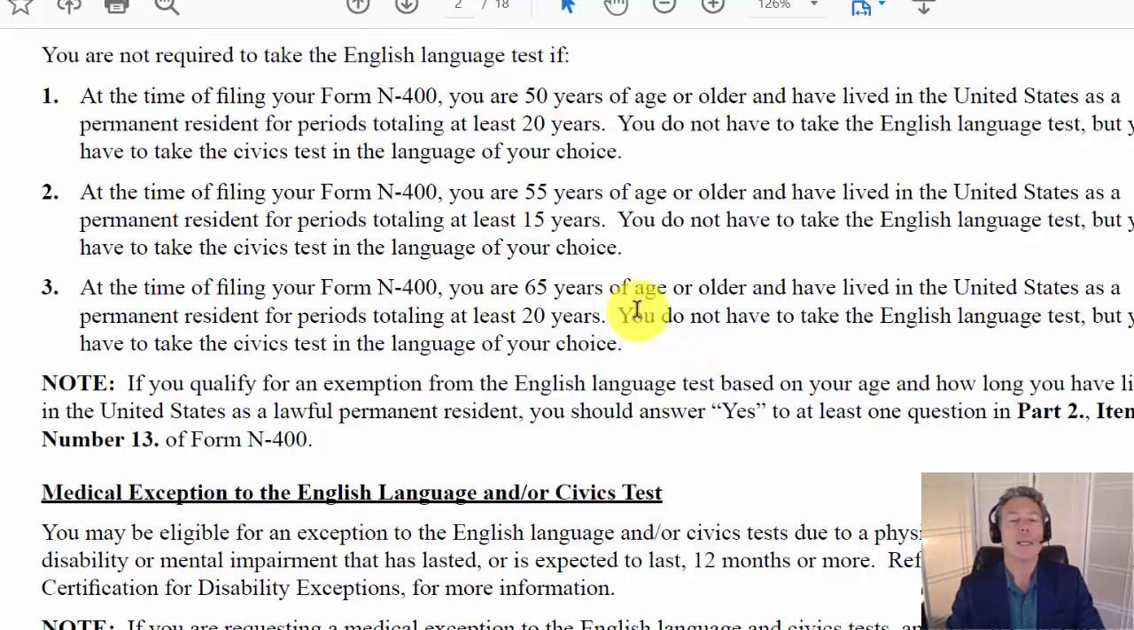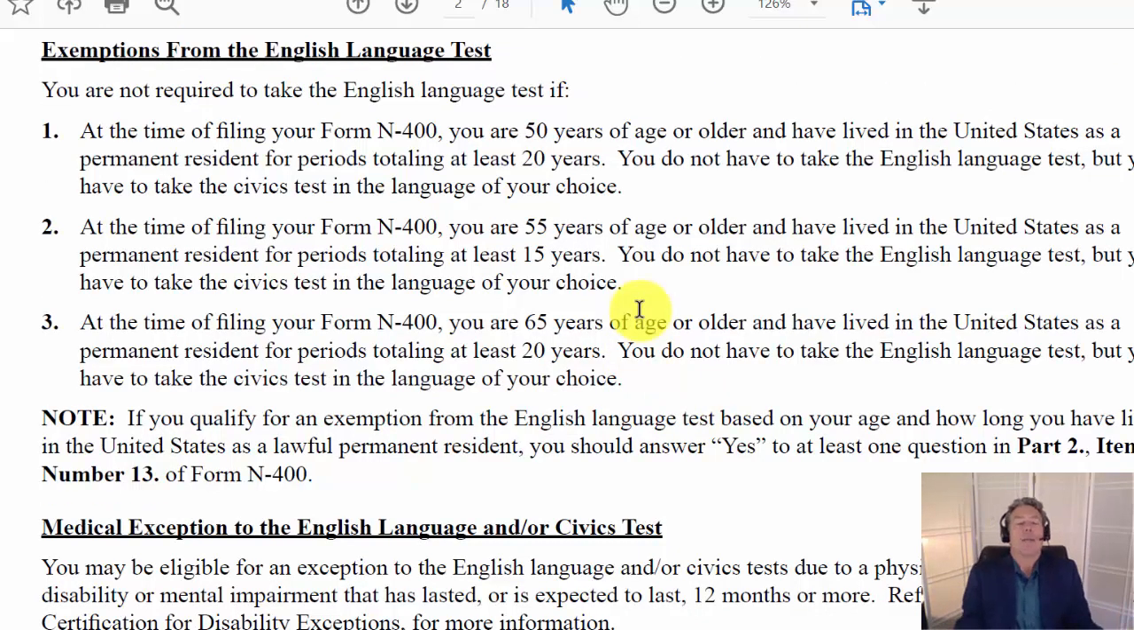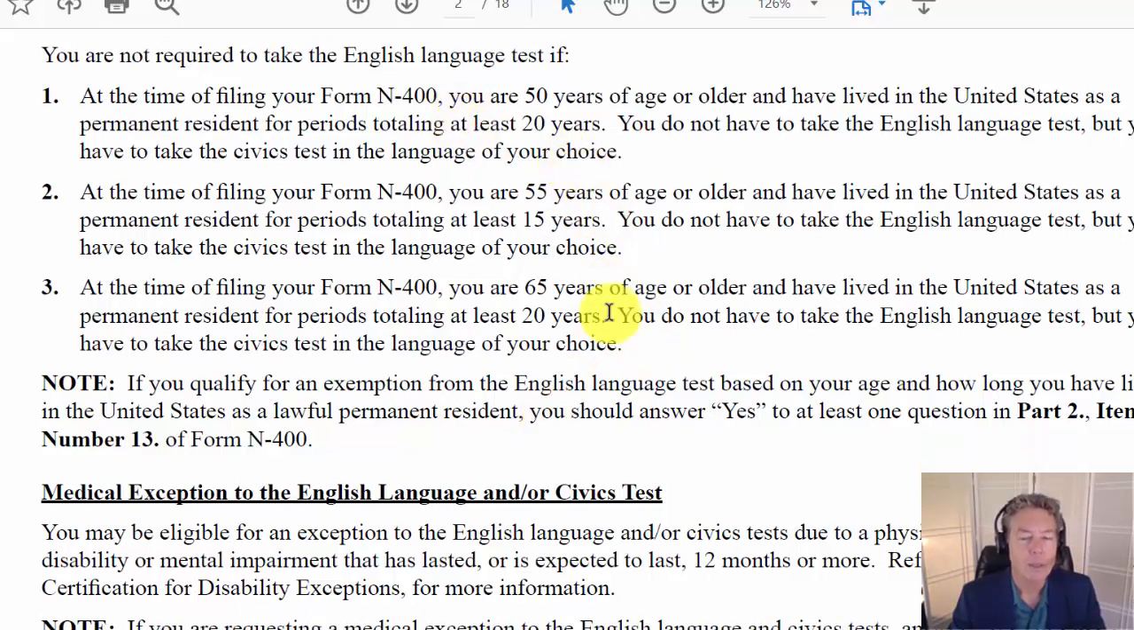So the way this works is that when you go in and you have the age and you have the residence here, they're supposed to immediately not make you do the English language test and then give you the civics test in the language of your choice. They're supposed to do that. But sometimes they'll go ahead and give you the English language test anyway, just to see if you can do it. So, and then you get all flustered, right? So make sure that if you've got this situation that this is really working for you.